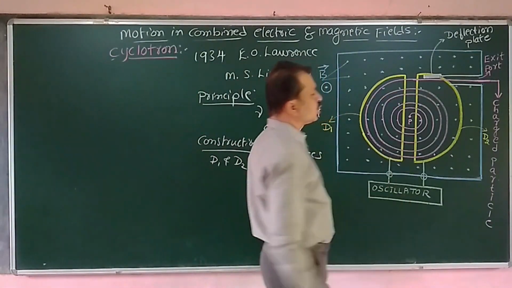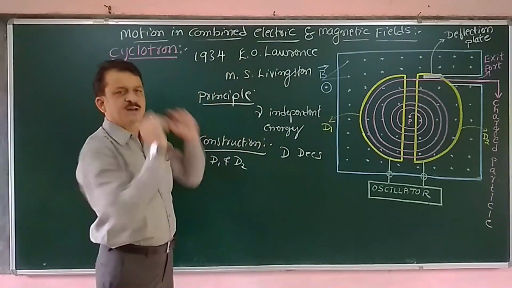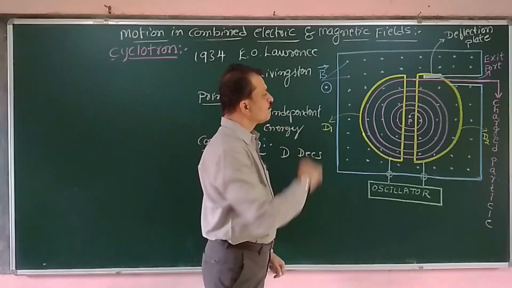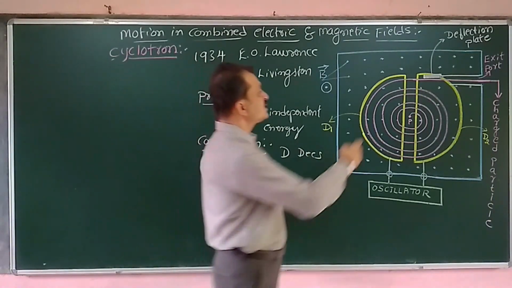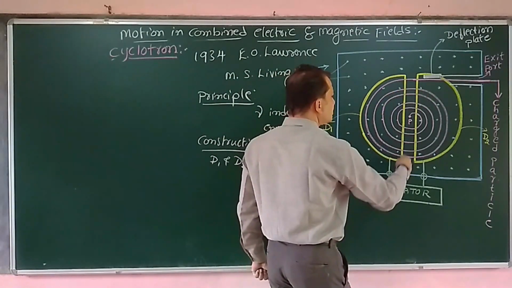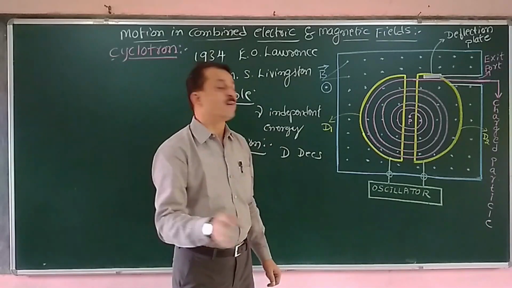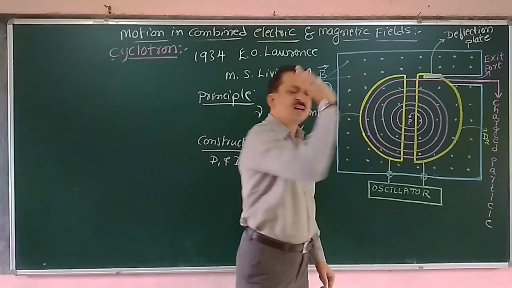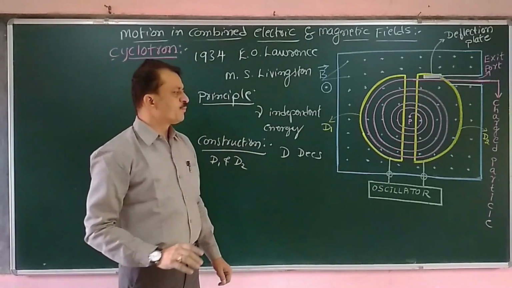Now we are applying both the electric field and the magnetic field to this region, but you are already familiar, since it is a metal container, D shape, semicircular, the electric field can never exist inside the disk. Electric field and magnetic field we are applying.